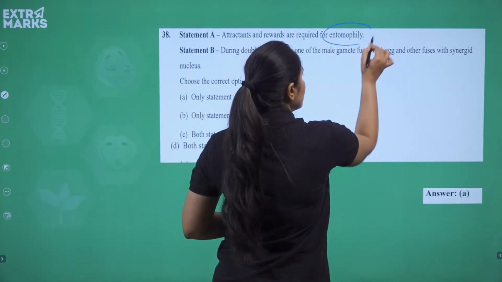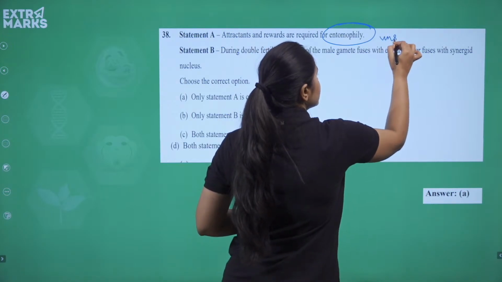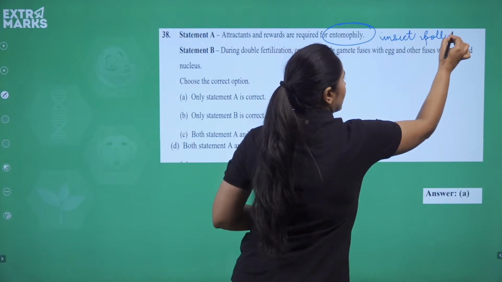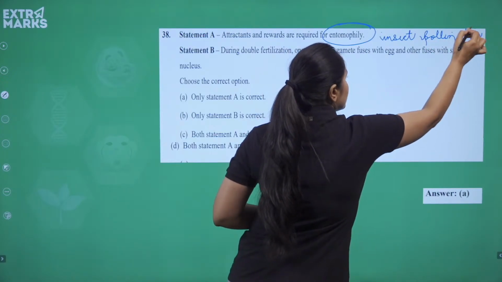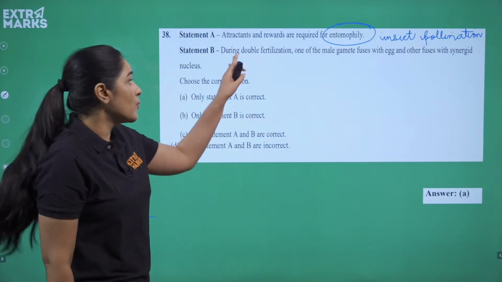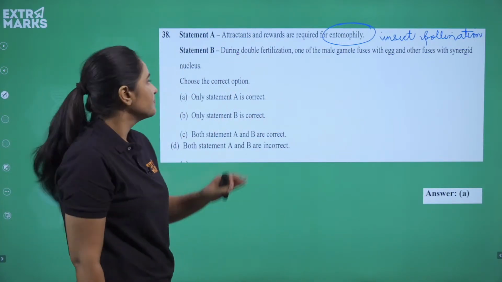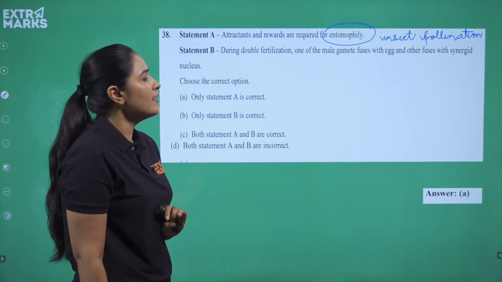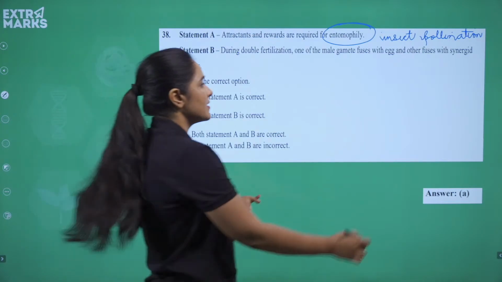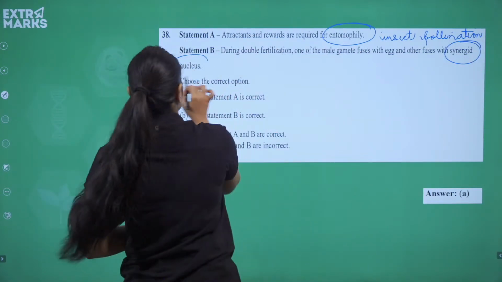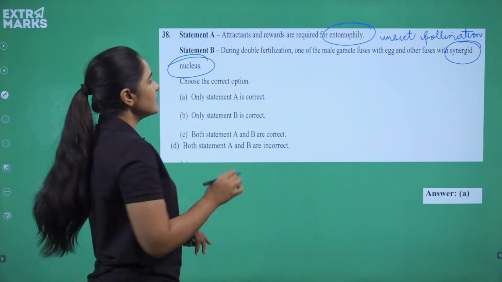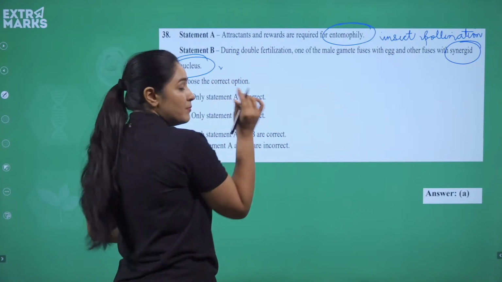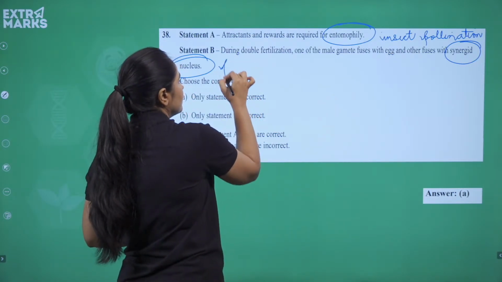Another question. Statement A: attractants and rewards are required for entomophily. When we are talking about entomophily, it is insect pollination. Obviously, to transfer the pollen, these insects require attractants and rewards here. Statement B: during double fertilization, one of the male gametes fuses with the egg and the other fuses with the synergid nucleus here. So this is incorrect. Statement B here is incorrect, as the second male gamete is fusing with the polar nuclei.